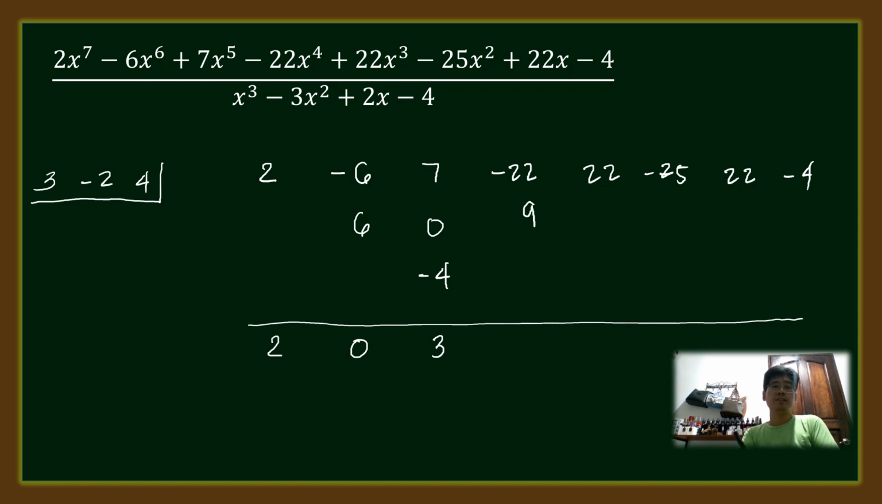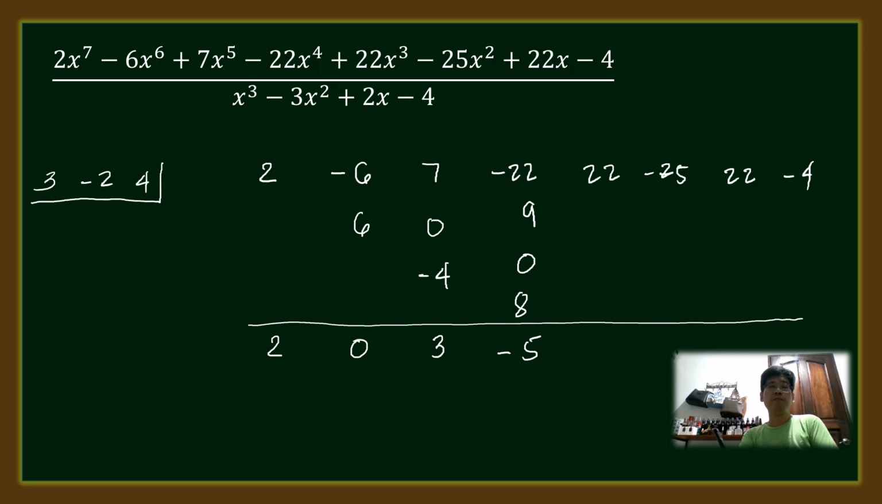And then the previous coefficient, 0, multiplied by the second divisor, negative 2. So 0 times negative 2 is 0. Then we now have 2 times the third divisor, 4. 2 times 4 is 8. Then add negative 22 plus 9 plus 8 is negative 5.